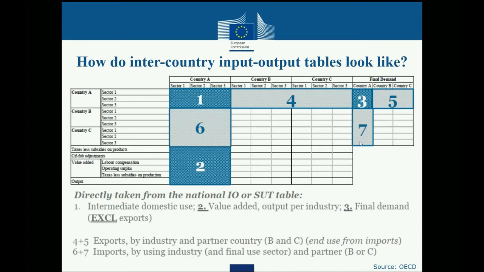And differently from national input-output tables, blocks four and five depict one country's exports of intermediate and final use goods and services separately by product and trading partner. Eventually, blocks six and seven depict country A's imports of intermediate and final use goods and services by product and trading partner too. In fact, inter-country input-output tables are nothing else than a detailed, balanced, and consistent description of the national accounts of countries with the support of international merchandise trade and balance of payments data, among other data sources, as Nori has well explained.